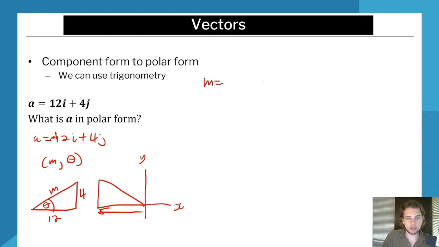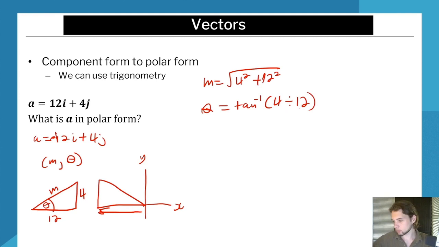So the magnitude, based on Pythagoras' theorem, will be the square root of 4 squared plus 12 squared. And the angle will equal the inverse tan of 4 divided by 12, because that is opposite over adjacent of the angle. I can quickly use my calculator to find that m is 12.65 and that the angle is 18.44.